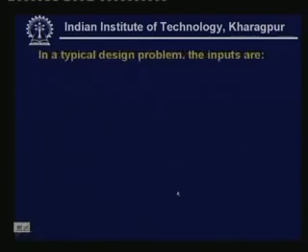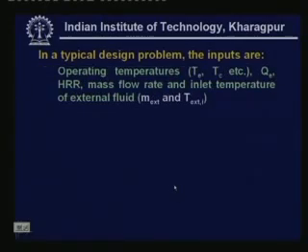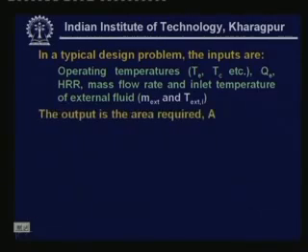So let us look at a typical design problem. Normally in any design problem the inputs are the operating temperatures, that means the evaporator temperature, condenser temperature, etc., refrigeration capacity QE, the heat rejection ratio HRR, mass flow rate and inlet temperature of external fluid, that is m external, and T external in. Normally these values are available in any typical design problem. And what is the objective of the design problem? Objective is to find out the area required. That is, we have to find out A, and the equations available are like this.